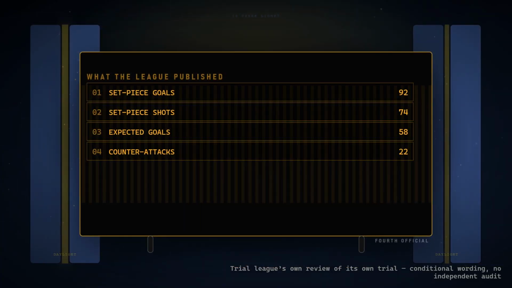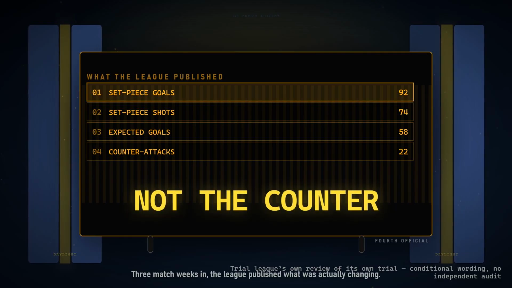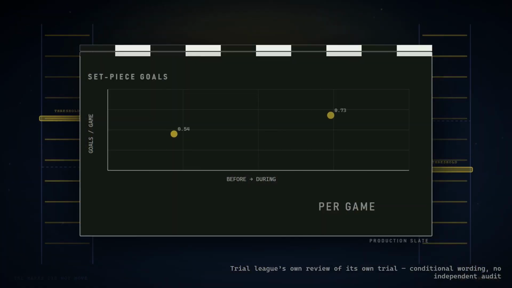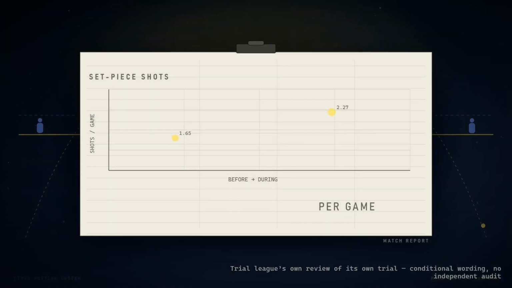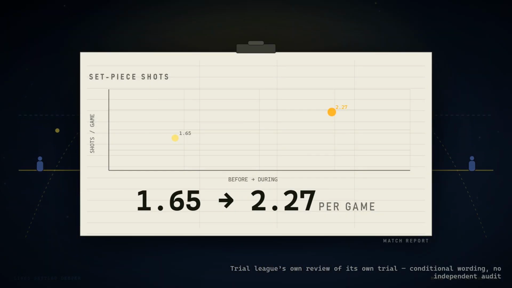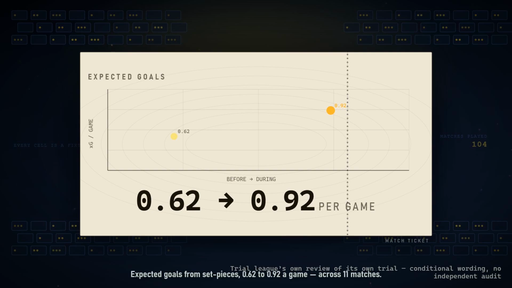3 match weeks in, the league published what was actually changing. It was not the counterattack. Non-penalty set-piece goals, up from 0.54 a game to 0.73. Shots from set pieces, 1.65 to 2.27. Expected goals, 0.62 to 0.92.